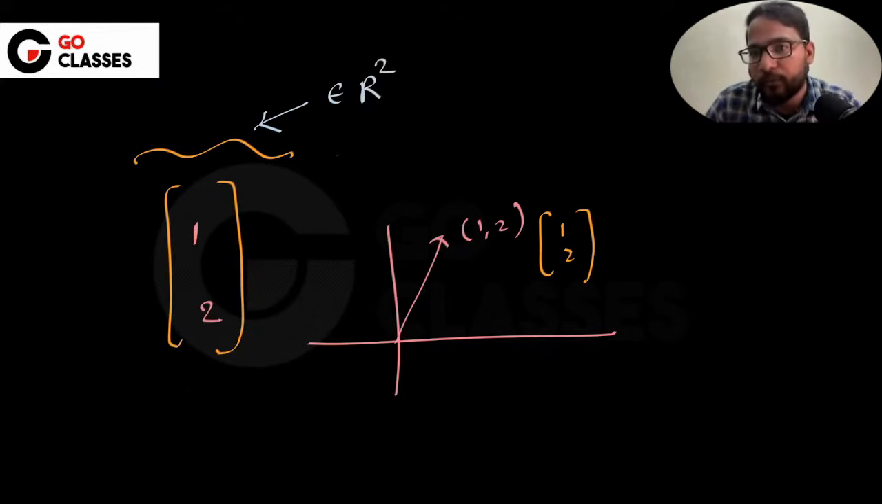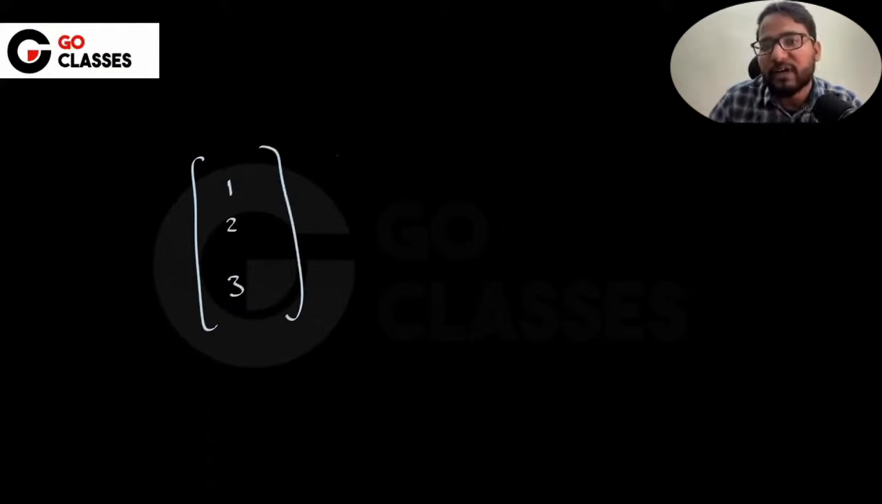Two dimension means R2. Now, similarly, if I ask you that there is some vector, maybe 1, 2, 3 or something like this, this vector is in which dimension? Can anyone tell me, this is in Rn, so what should I write here? R power 3, R power 4, R power 2, what should I write here? Can anyone quickly tell me? Let me know. So obviously it will be R2. Yes, right. Sorry, R3. It will be R3.